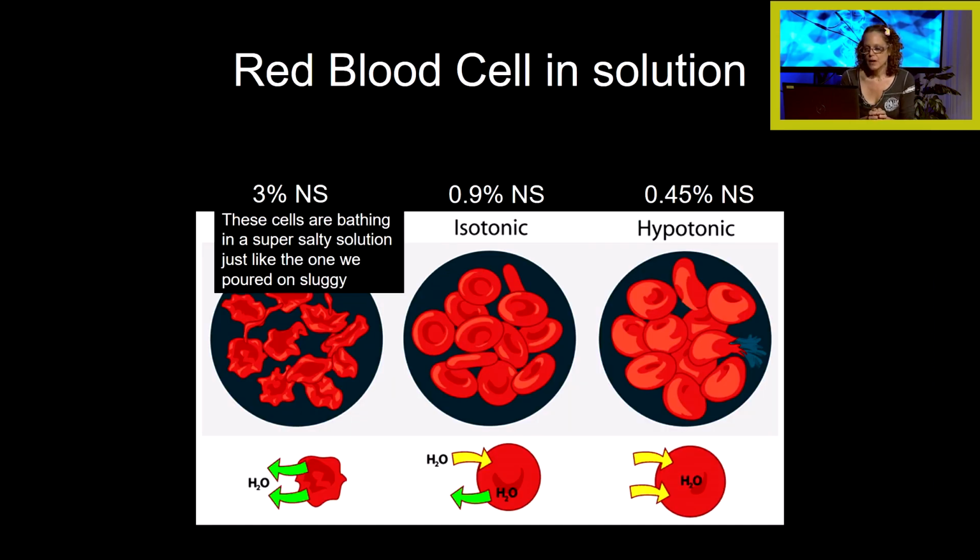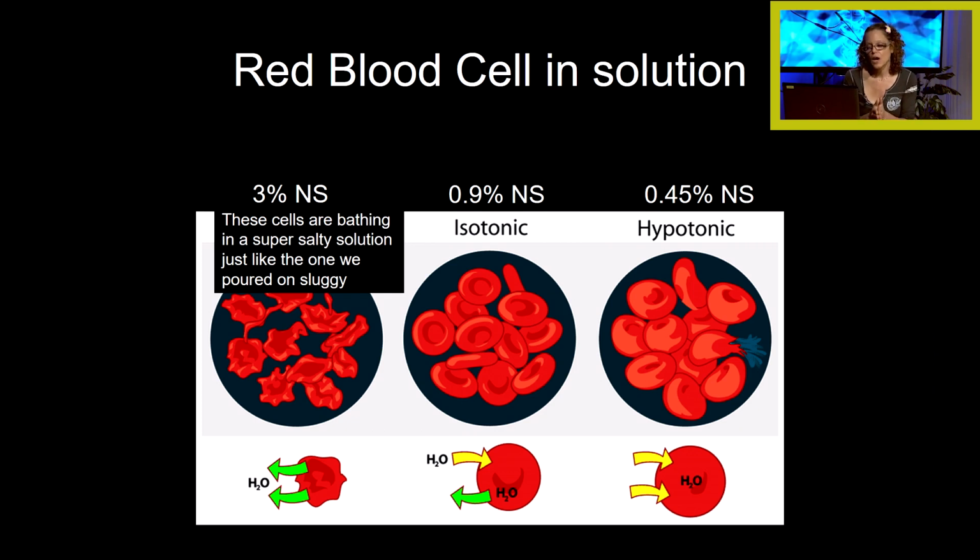So red blood cells in solution. In this example, we can see that our 3% normal saline, these cells are bathing in a super salty solution, just like the one we poured on Sluggy. And what's happening in this case is that all the water is being pulled out of the cell, right? And what we're ending up with is a cell that has been dehydrated, okay?